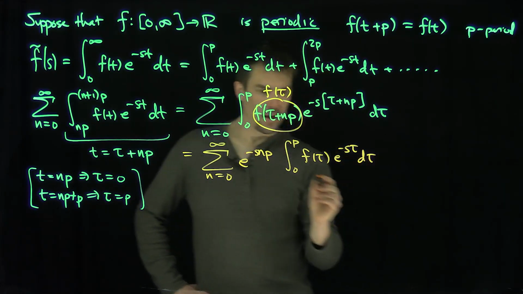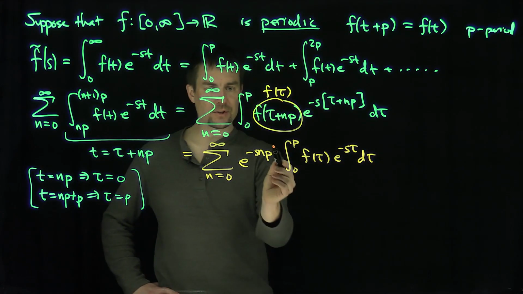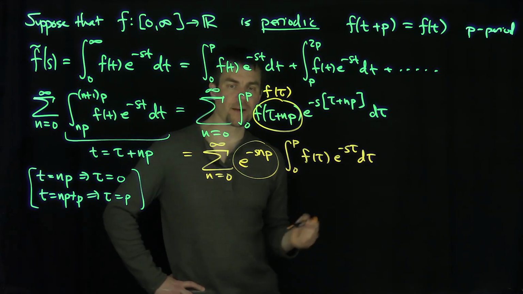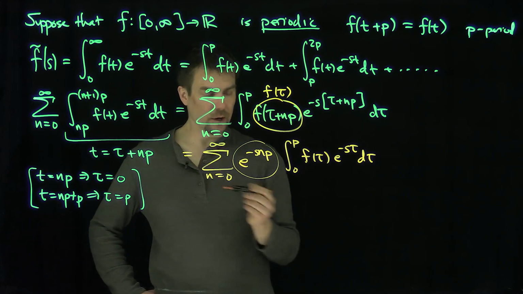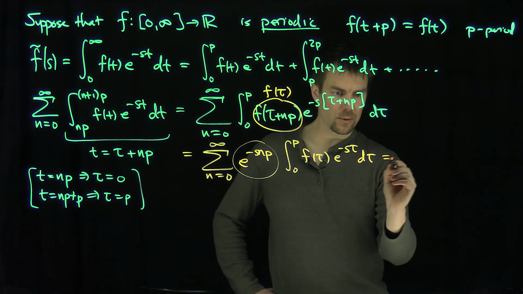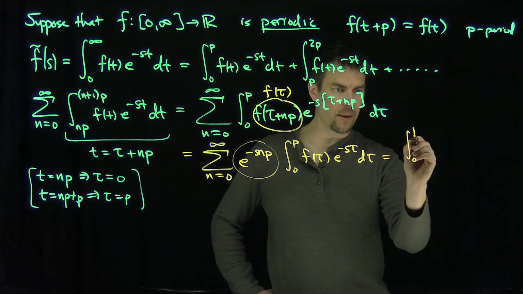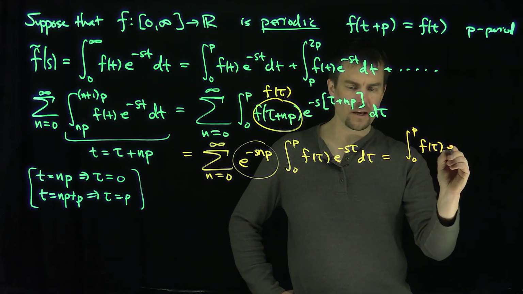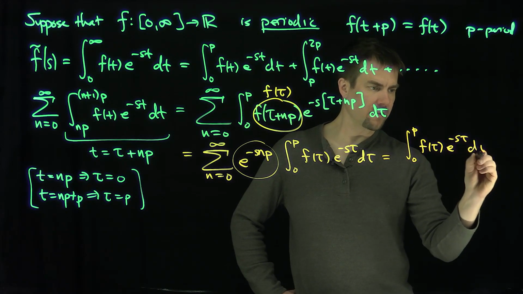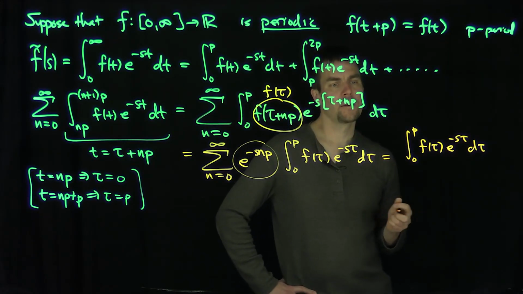d tau. There's no n's in this integral, and the remaining sum is just a geometric progression, right? With the common factor of e to the negative s p. And so this is a geometric series. And so what this is going to be equal to is the integral from 0 up to p of f of tau e to the negative s tau d tau, okay?